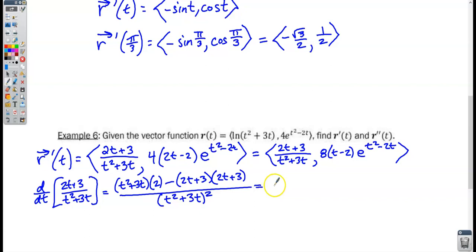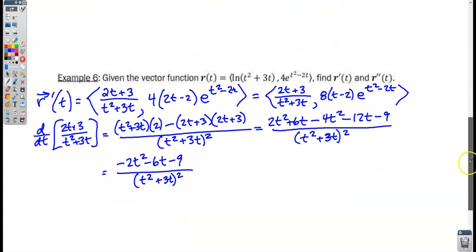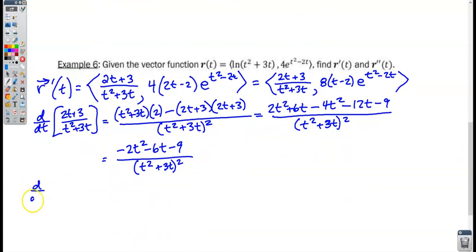and away we go. And if I expand this, that's 2t squared plus 6t minus 4t squared minus 12t minus 9, all of that over t squared plus 3t, quantity squared. And so that's going to be equal to, combine the like terms, negative 2t squared minus 6t minus 9, all over t squared plus 3t, quantity squared. So that's the derivative of that component. Then I'm going to take the derivative of the other component.